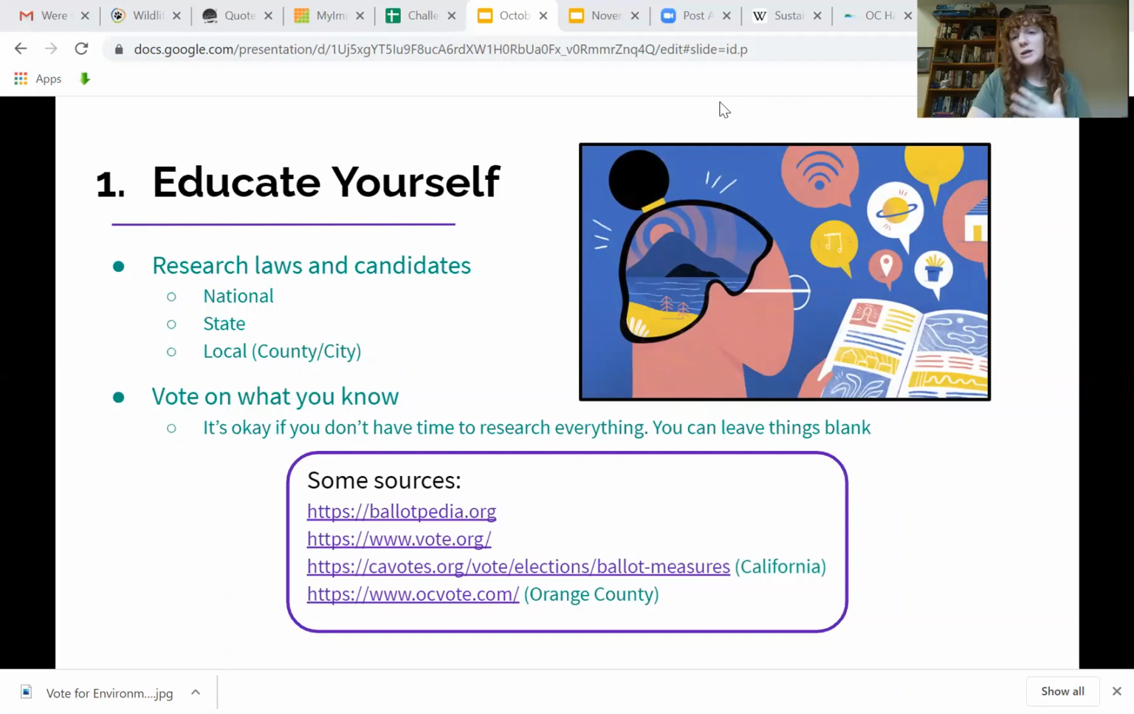So here are some sources in case you wanted to get researching. We have ballotpedia.org and vote.org, which can help you with all levels of government, as well as cavotes.org, which will help you with whatever's on the California ballot, and ocvote.com for just Orange County. And keep in mind that this is a limited list of websites, and there are many, many other helpful sources that you can look up. If you also have certain organizations or unions that you support, they often send out their opinions on upcoming elections, and you can use that to help you research.